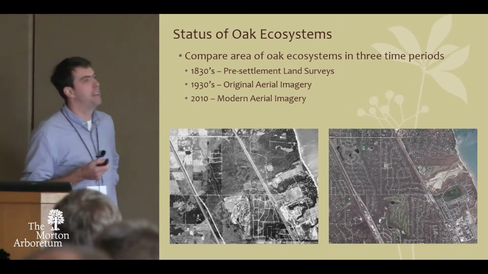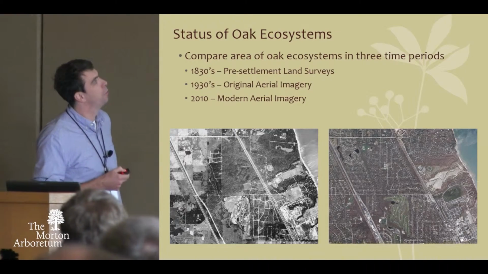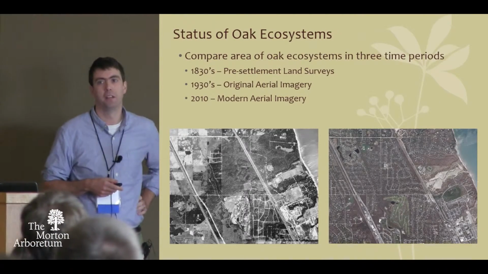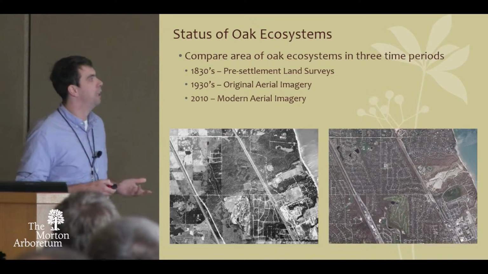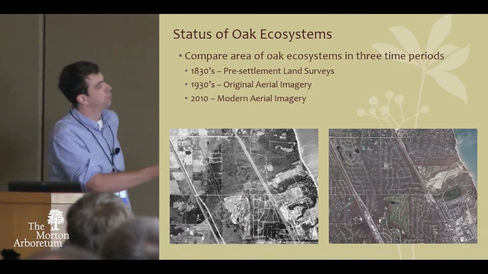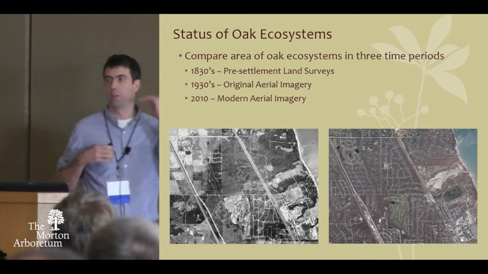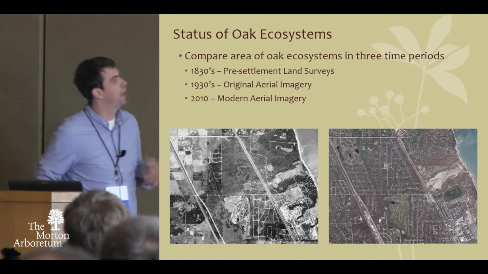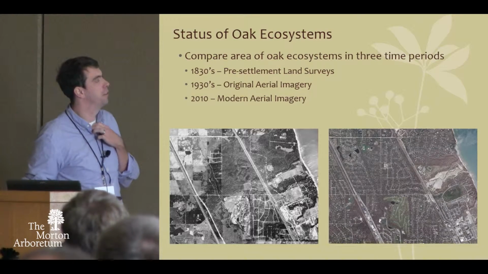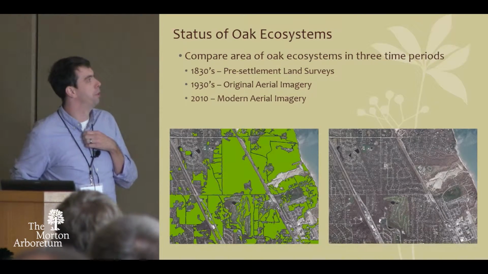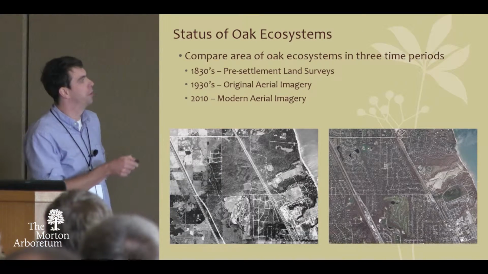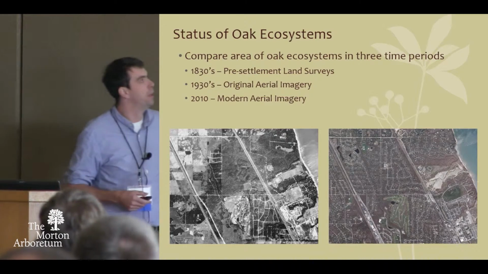So we took that as our baseline and then said, okay, what was left in the 1930s, and then how much of what was left in the 1930s made it to 2010, by looking at aerial imagery. And so we had these original 1939 aerial images, kind of the first images that were taken at a national scale. And we had Matt Casale, who was a GIS tech that worked for me, go through and draw little polygons around all of the forests in that landscape.